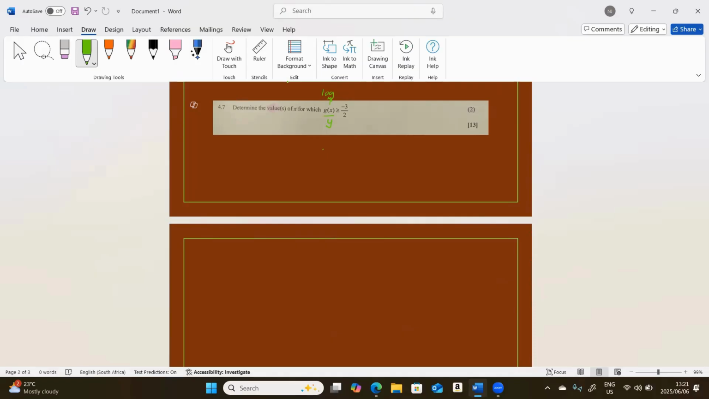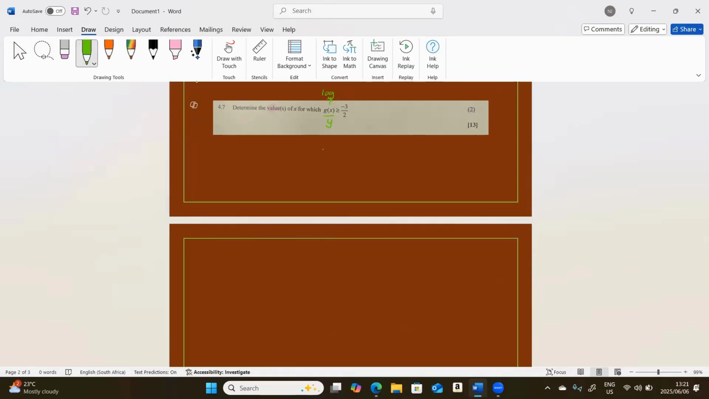This g(x) just tells you with which function we are working. Okay, which function should you look at to get the x values for these specific y values? Let's have a look. We have to go to our log function and see where on our log function our y values are greater than or equal to -3/2.